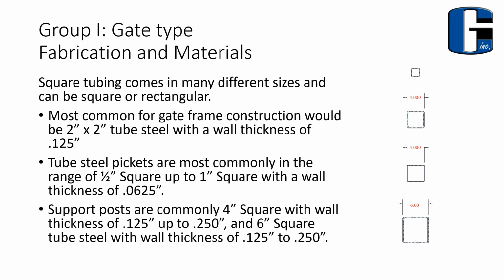Support posts are commonly a 4-inch square with wall thickness of .125, but sometimes a thicker wall for a heavier duty post could be up to a .250 or a 1/4 inch thickness. And of course, 6-inch square tube steel is also used and available, and typically probably in the 1/8 to 1/4 inch wall thickness again.